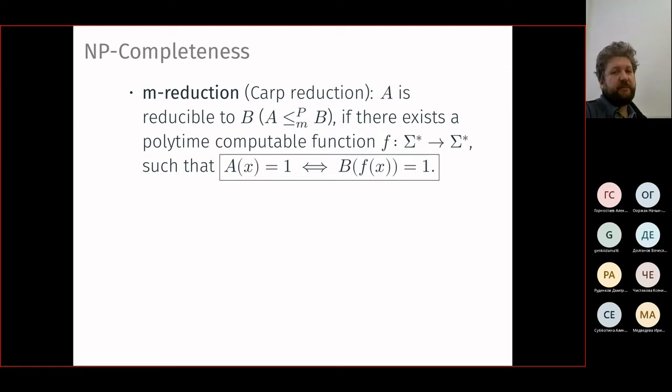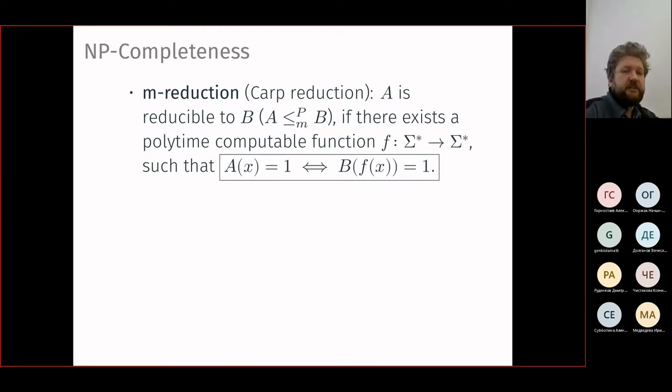So we say that one problem is M reducible to another if there exists a polynomial computable function which reduces it. So beware, these letters P and M here are not parameters. They are just markers that this is a polynomial M reduction. M is for M reduction or Karp reduction. M is sort of a multi-one or something like that, don't mind, it's just the personal name. And P is for polynomial.